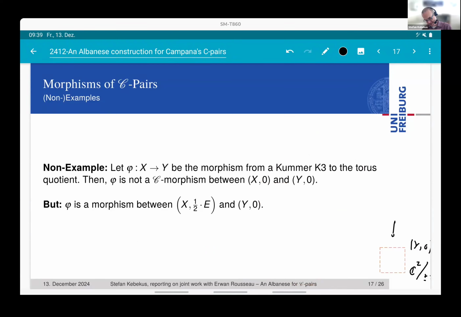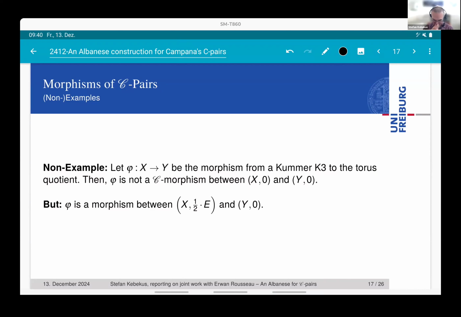Let me erase this again and come back to the original slides. We have the morphism from a Kummer K3 to a torus quotient. Locally, it looks like a blow up of A1 singularities in a point. And this isn't even a C morphism locally. And I claim this is philosophically correct. This should not be seen as a C morphism.